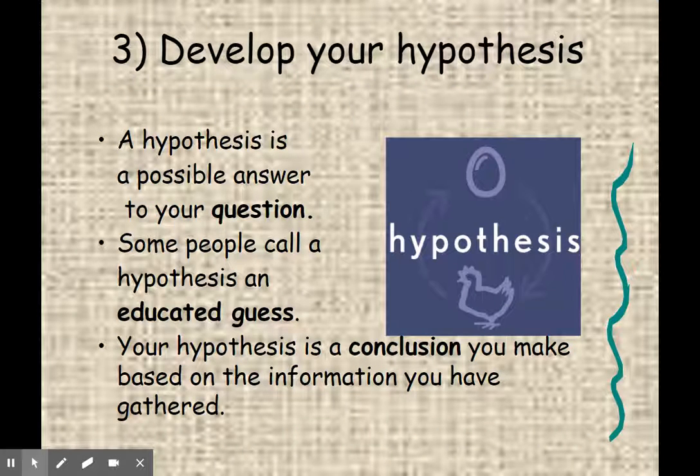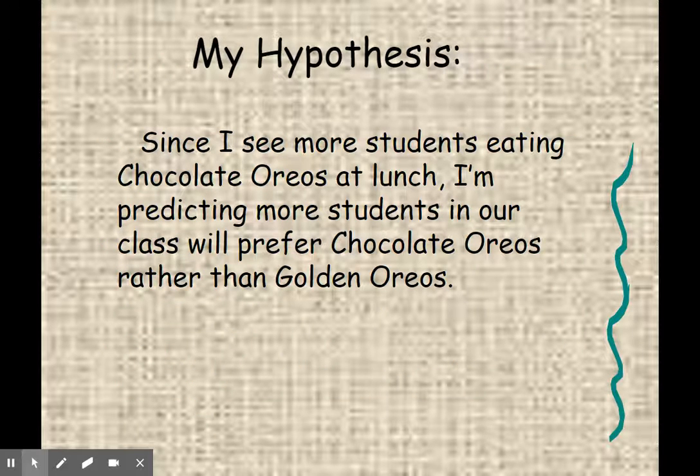So based on that observation, I'm going to create a hypothesis, which is a possible answer to the question that we are testing for this experiment. Like I said, some people call it an educated guess, but your hypothesis is really a conclusion you make based on the information that you've gathered. So, since I have seen more students eating chocolate Oreos at lunch, I'm predicting after our experiment, students in our class will prefer chocolate Oreos rather than golden Oreos.